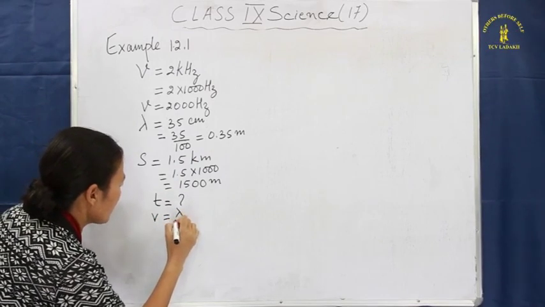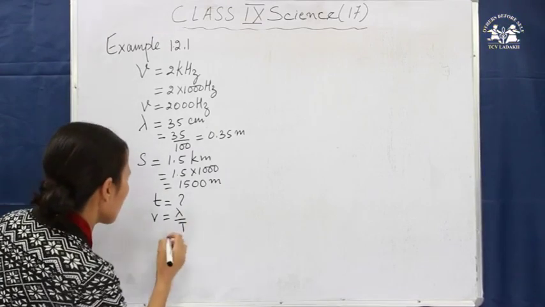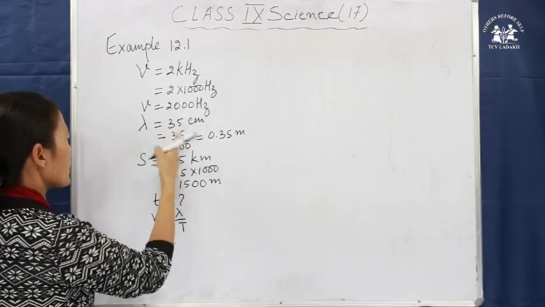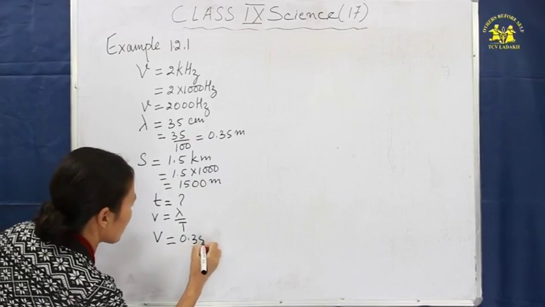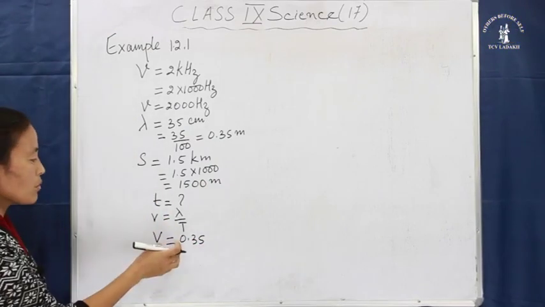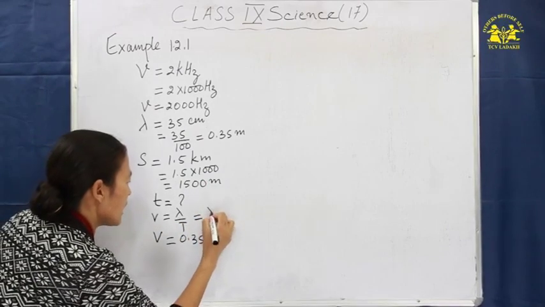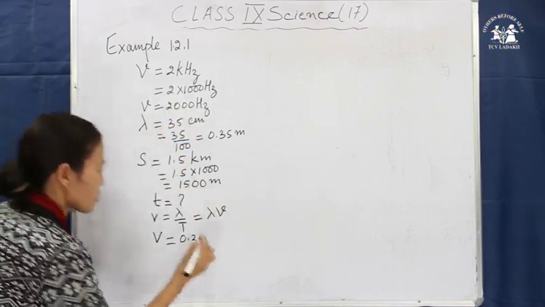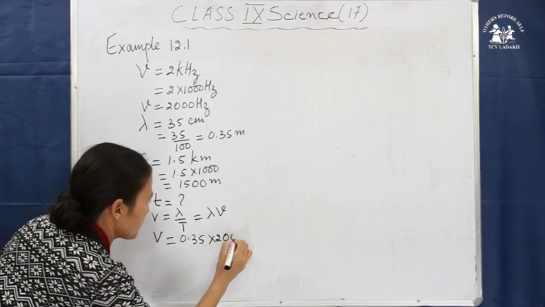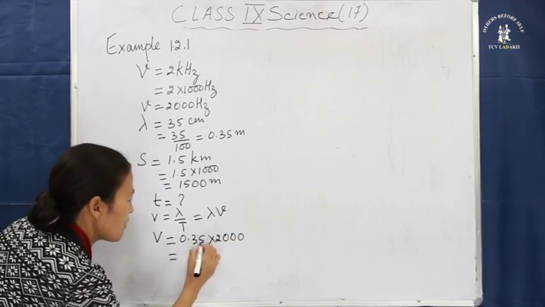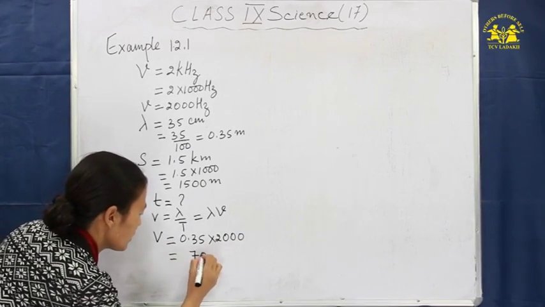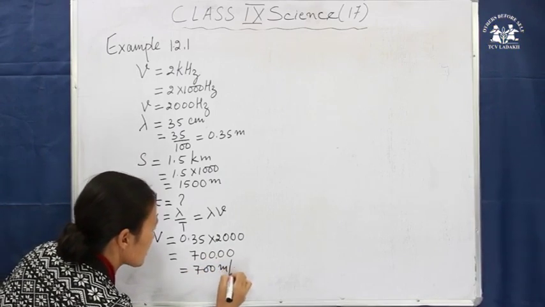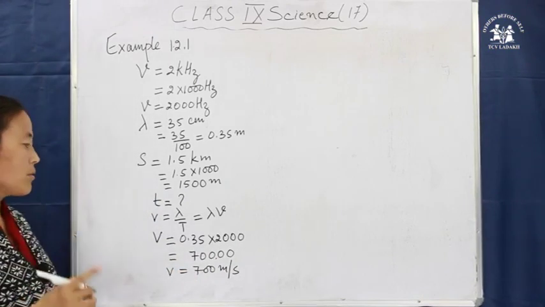Speed is equal to lambda by T. The value of lambda is 0.35, and for the time period we use the reciprocal of frequency, so speed is lambda times the frequency, 2000. 35 multiplied by 2 is 70, so we will get 700 meter per second. Now that is the speed of the sound wave.